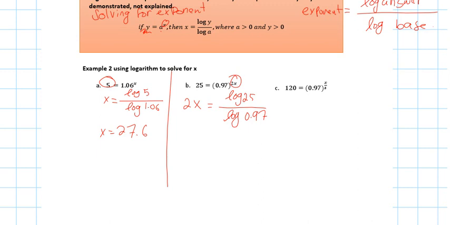Now, is that my final answer? What else do I have to do? Divide by 2, because I want to solve for x, not for 2x. So in this case, there's one extra step. You want to get rid of that 2, so you divide both sides by 2, and that gives you negative 52.8.